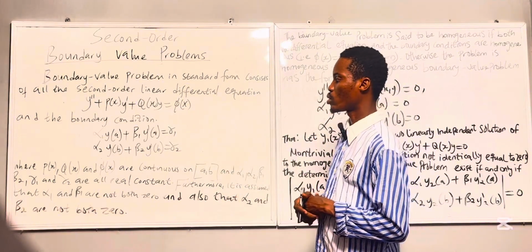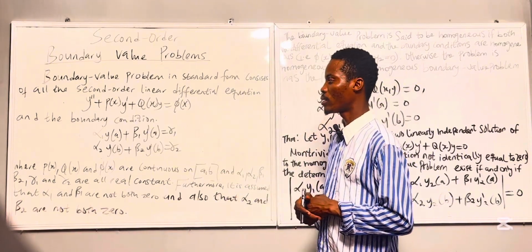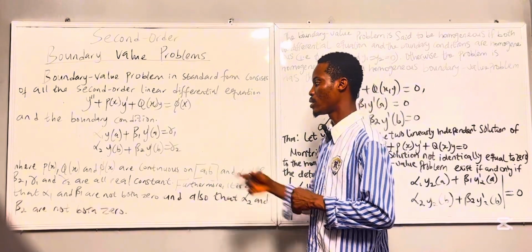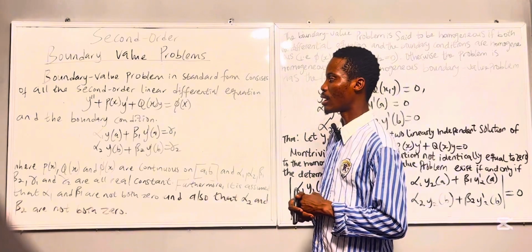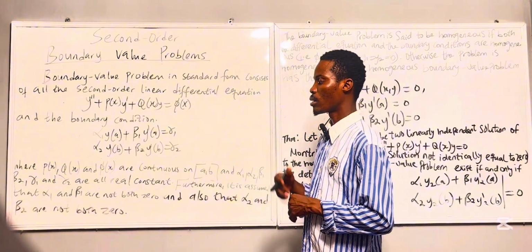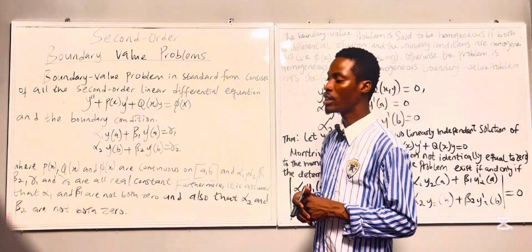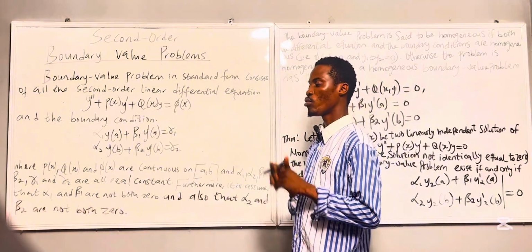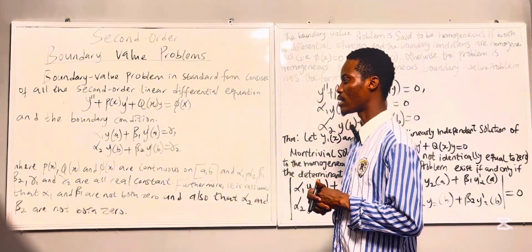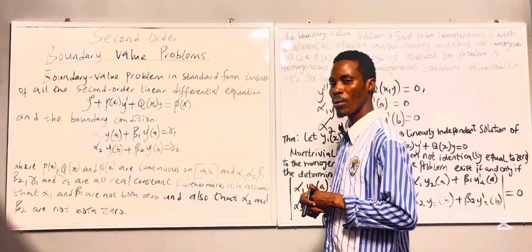And the boundary conditions: alpha 1 y of a plus beta 1 y prime of a gives gamma 1, and another condition, alpha 2 y of b plus beta 2 y prime of b gives gamma 2, where p of x, q of x, and phi of x are continuous on [a, b].